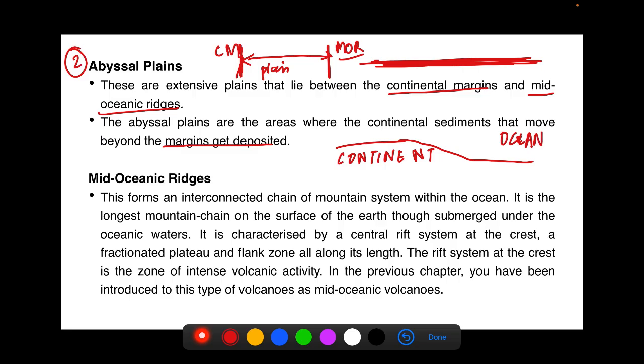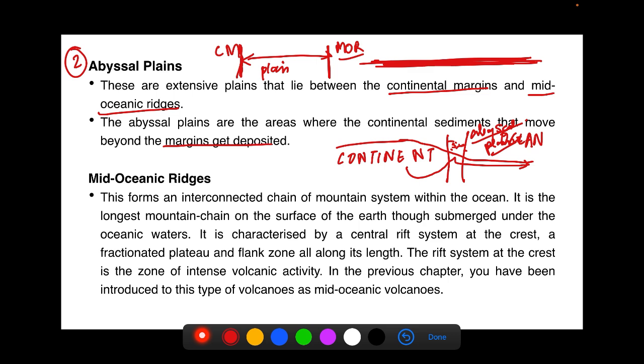So the part in which these sediments, which move from the continent to the oceanic area, get deposited is what is called the abyssal plain. Now you can think of the example of the Indo-Gangetic Plain.